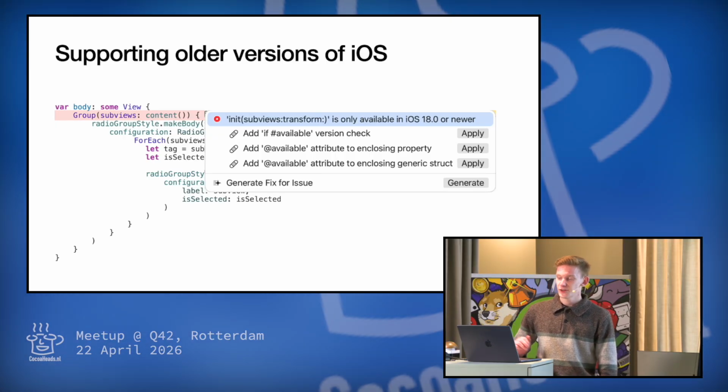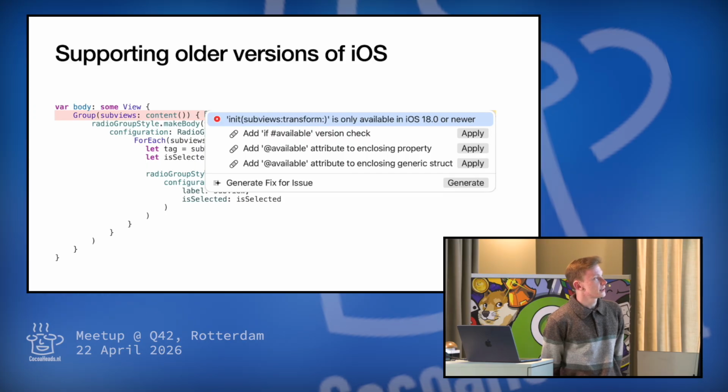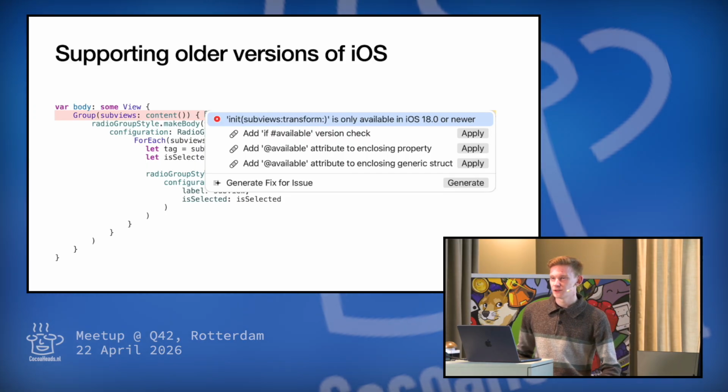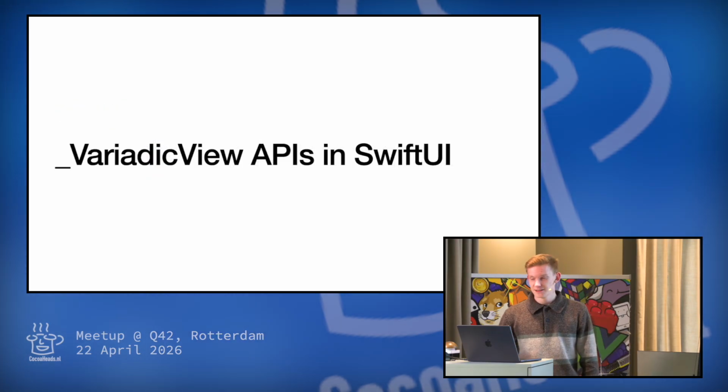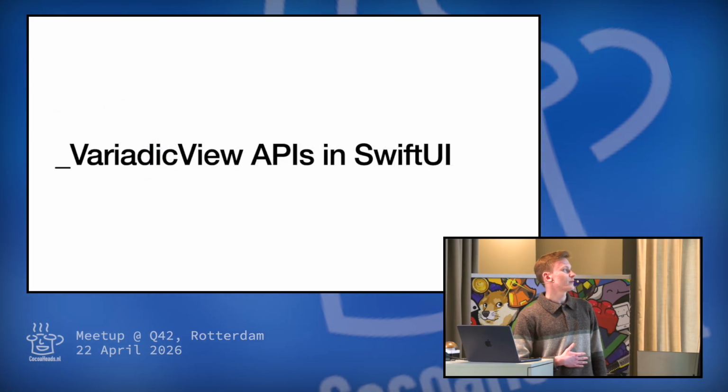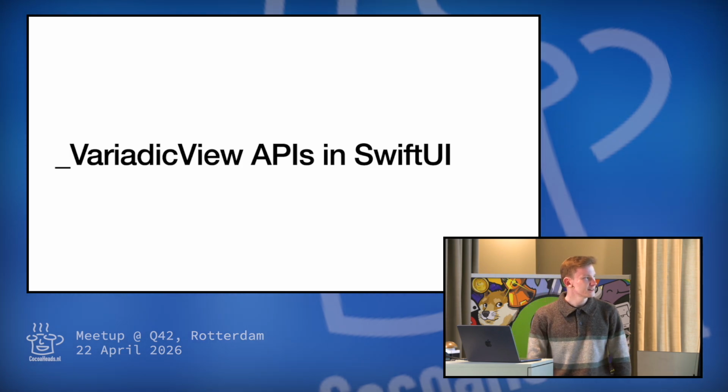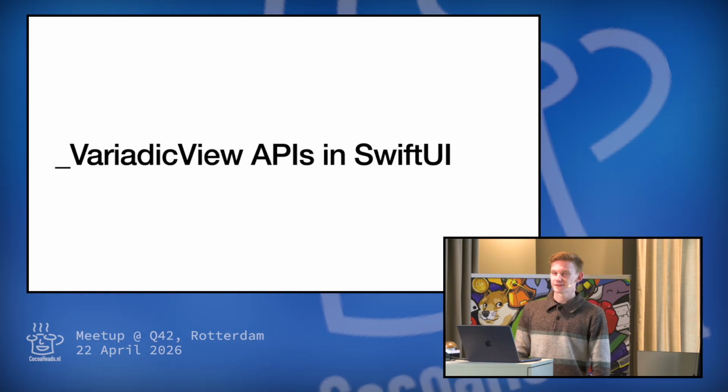Luckily, we've had a similar API since the very beginning of SwiftUI. And maybe you've encountered it in the wild if you like to look at these things under the hood. And the API is called the Variadic View API. Now this might look a bit scary because it has an underscore. It looks a bit private, a bit sketchy, but it is actually public. But it's just not documented.